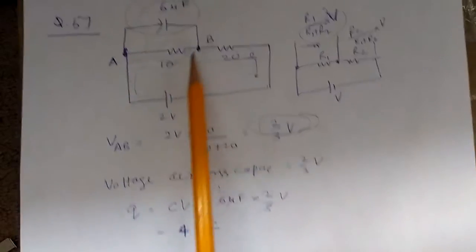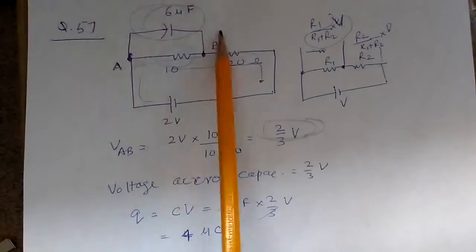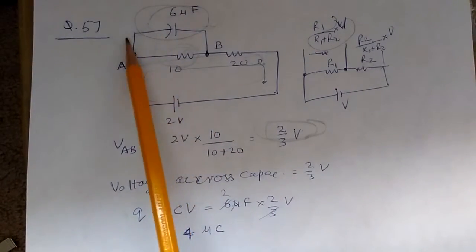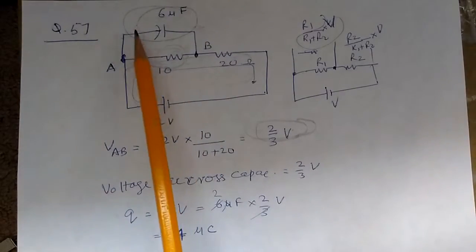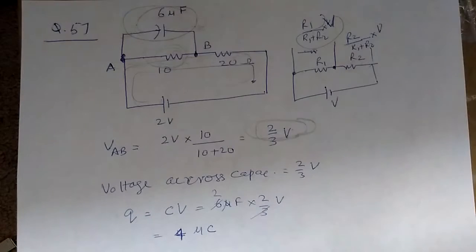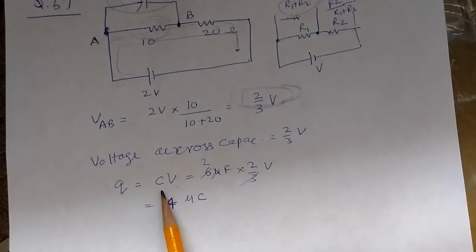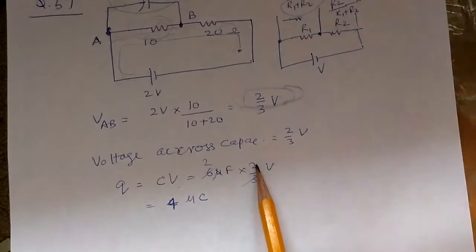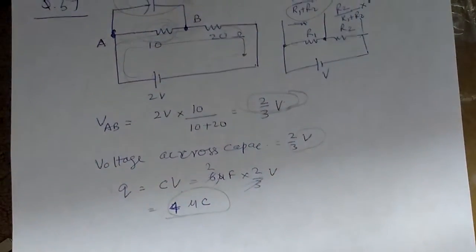Now this is the voltage that will appear across this capacitor, and because of this voltage across this capacitor, it will reach a final stable value of voltage, the eventual voltage, and because of it there will be charge accumulated Q, and that Q will be given by Q is equal to CV. C is given as 6 microfarad, so 6 microfarad into 2 divided by 3, the voltage across it. 6 into 2 by 3 is 4 microcoulomb.